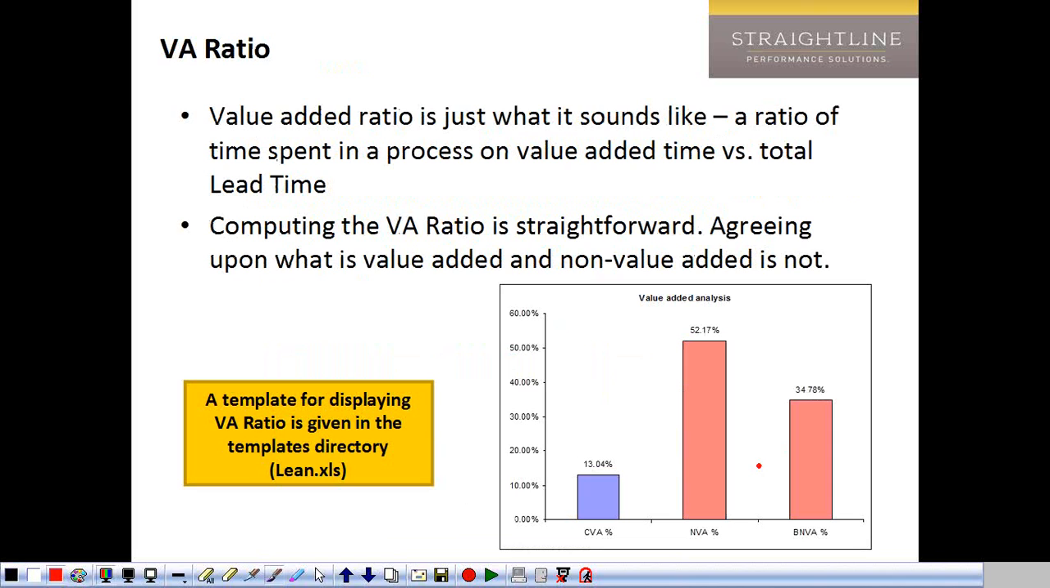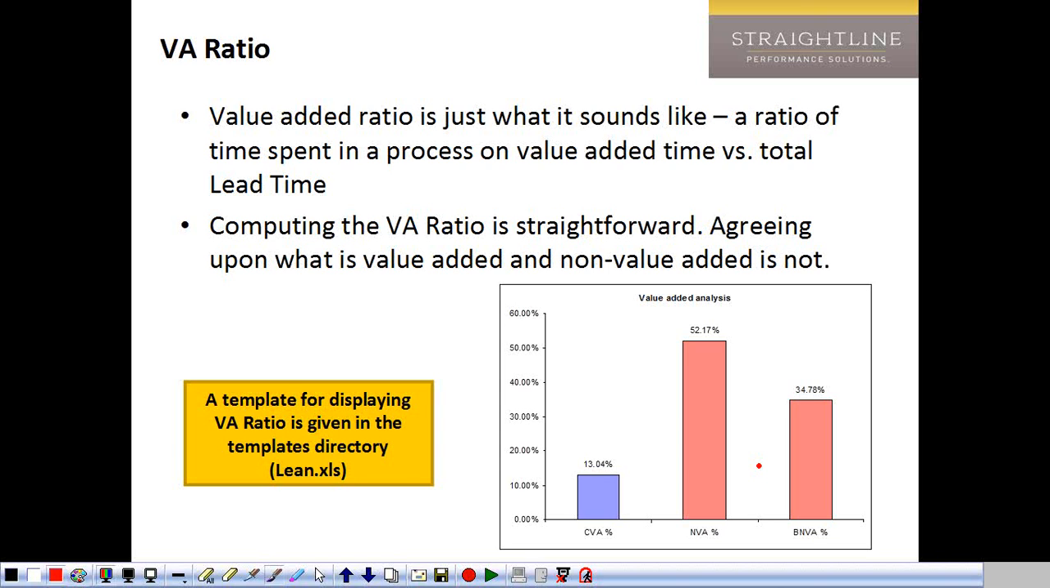All right, value-added ratio. Value-added ratio is essentially simply the ratio of time spent in the process that's value-added versus the total amount of time. And now this is lead time, okay? Just so that we know, it's not processing time, it's lead time. So it's fairly straightforward. Essentially, you look at all the data, all the time in this process. And again, this is using lead time, so it's from customer order to customer delivery.